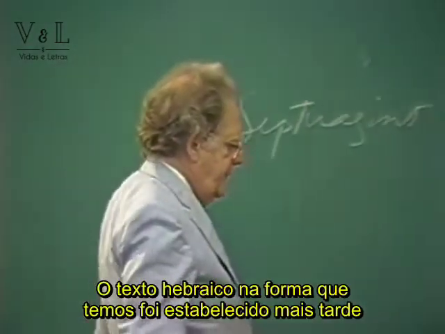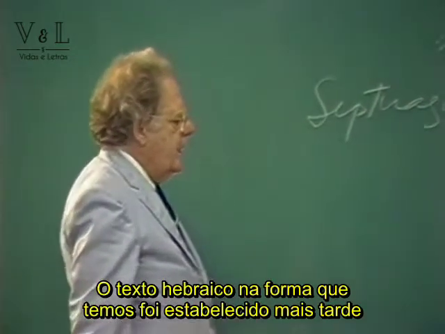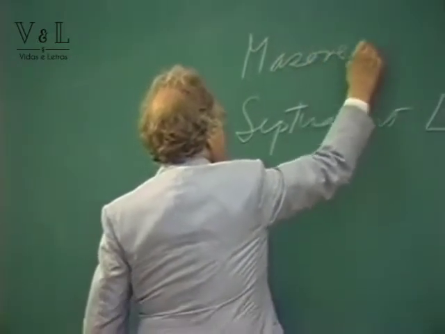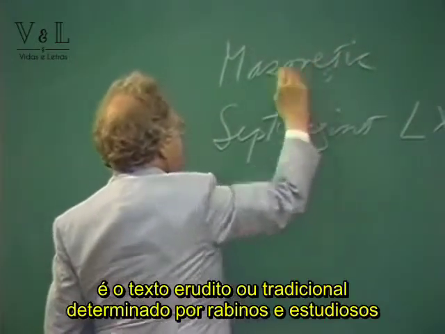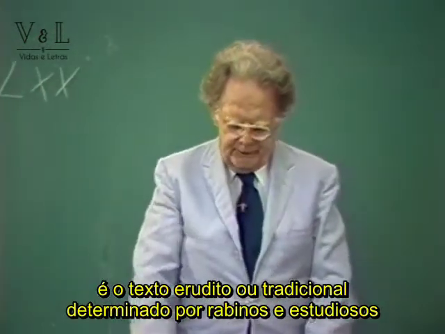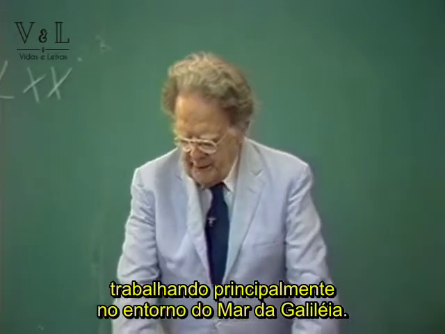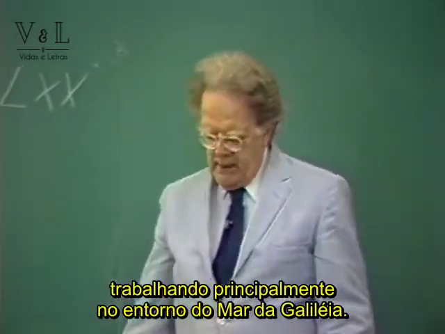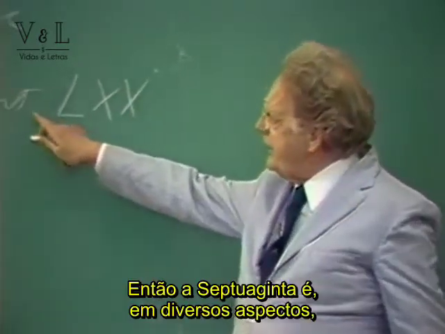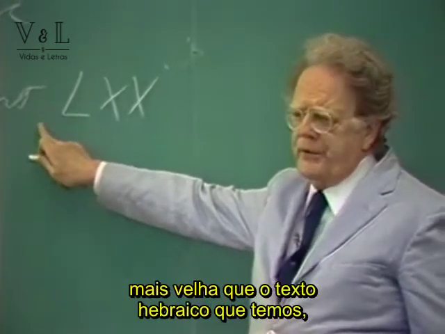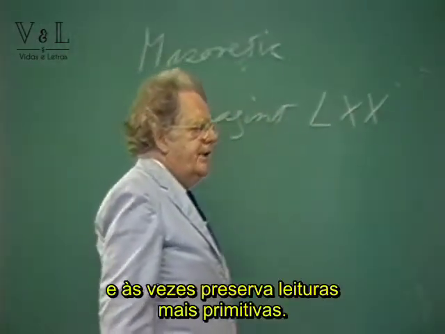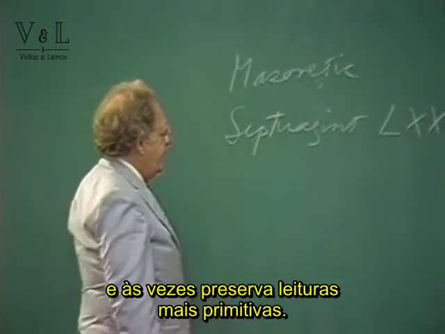And the Hebrew text in the form in which we have it was established later. It's called the Masoretic text, the scholarly or traditional text established by rabbis and scholars working mainly around the environs of Lake Tiberias and in Galilee. And so the Septuagint is in many respects older than the Hebrew text that we have, and sometimes preserves more primitive readings.